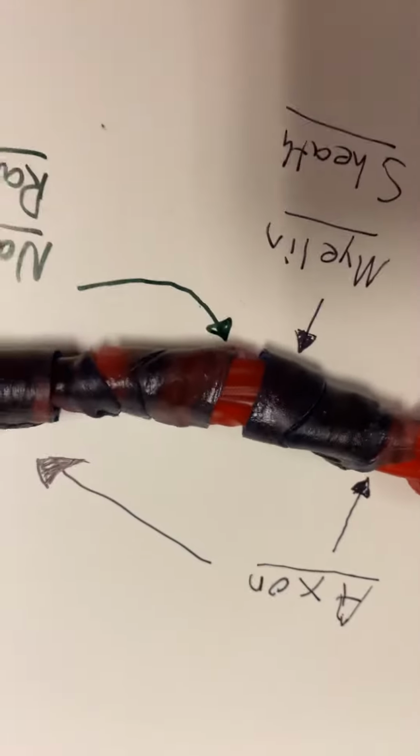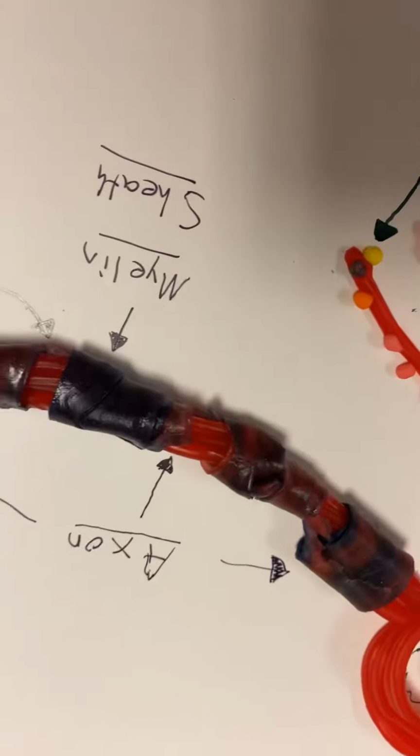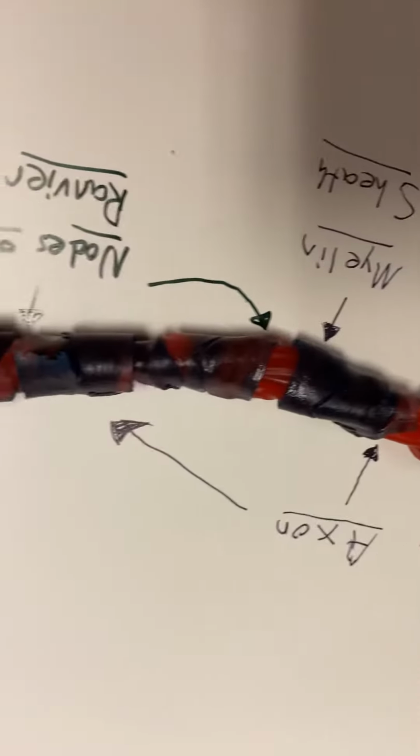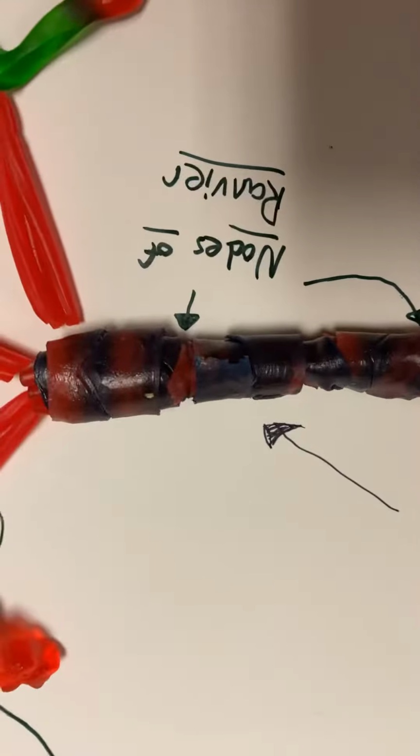Along the myelin sheath are small gaps called nodes of Ranvier, which allow for ions to diffuse in and out of the neuron, which spreads the electrical signal down the axon.